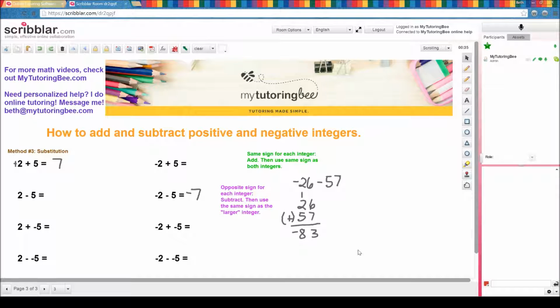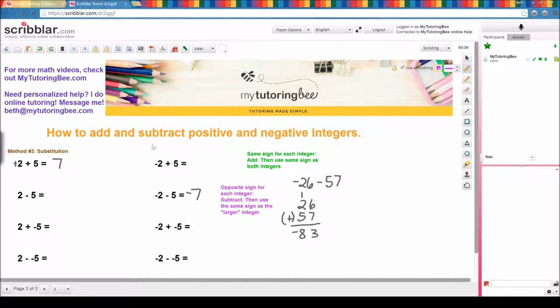Now how about for opposite signs? For opposite signs, you want to subtract and then use the same sign as the larger integer. I'll give you some examples of that. You might want to pause this video too and write down these notes if that might help you.